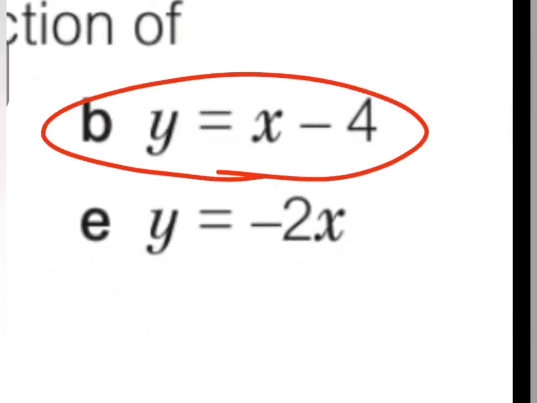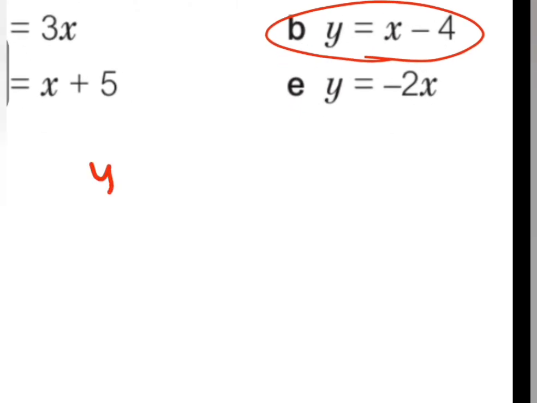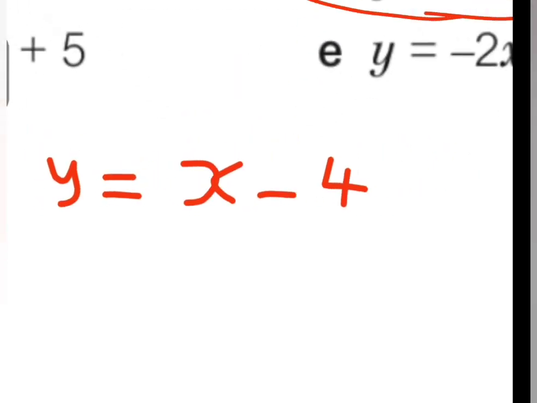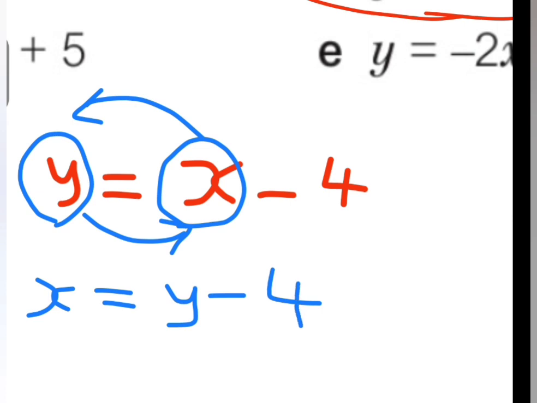Y equals x negative 4 or x minus 4. Same idea. We're going to write it here. We say y equals x minus 4. Same steps. The first one is what? Very good. Replacing the y and the x. So the x comes here and the y comes here. So the equation will be x equals y minus 4.